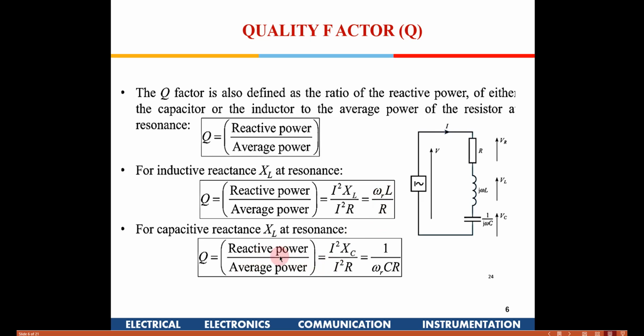So similarly, reactive power across the capacitor also is going to be the same, right? So these are going to cancel each other, and that is why you can either take L or you can take C. So I square XC by I square R. So you will get 1 by omega R C R. So these are the same formula. So there are several ways of defining quality factor.